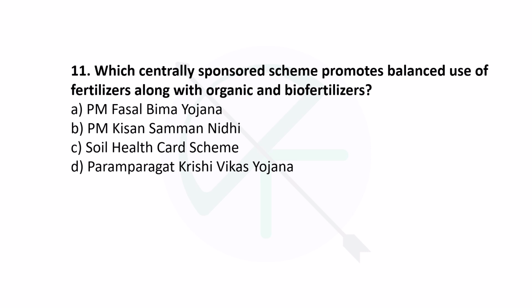Next is, which centrally sponsored scheme promotes balanced use of fertilizer along with organic and biofertilizers? Fasal Bima Yojana, no, this is related to crop insurance. Then PM Kisan Samman Nidhi is related to providing financial support to farmers. Then the Soil Health Card Scheme is related to maintaining the fertility of the soil and not to fertilizer. Option D is the right answer, Paramparagat Krishi Vikas Yojana.